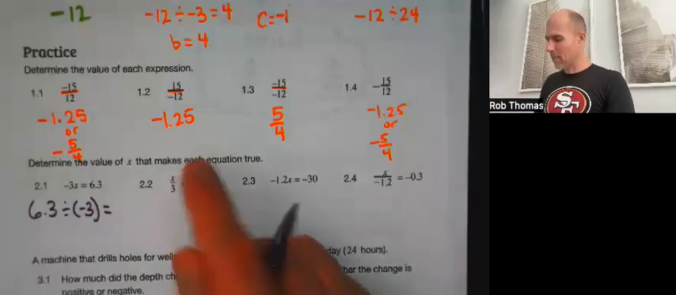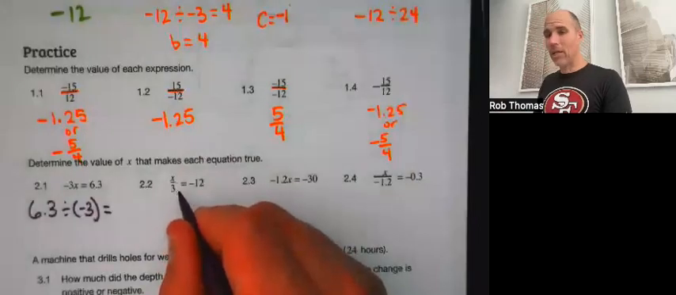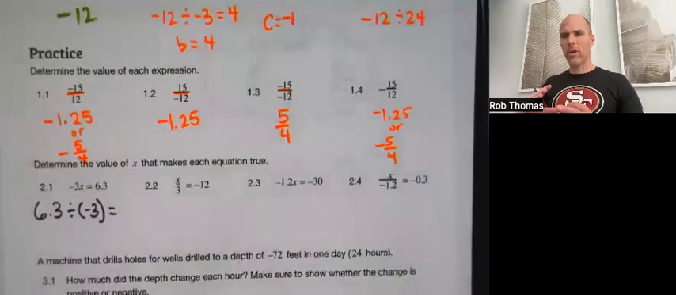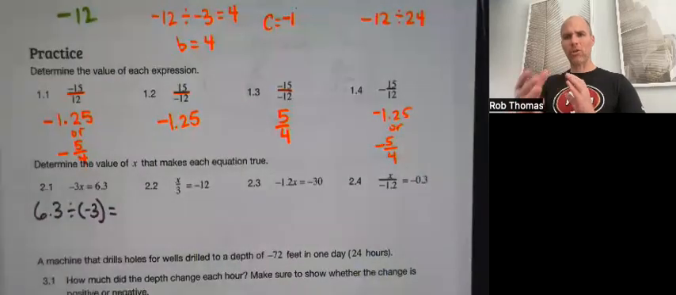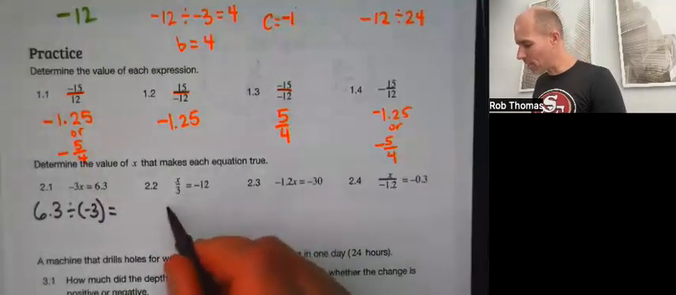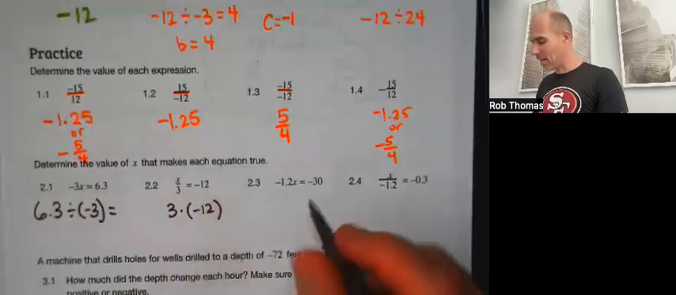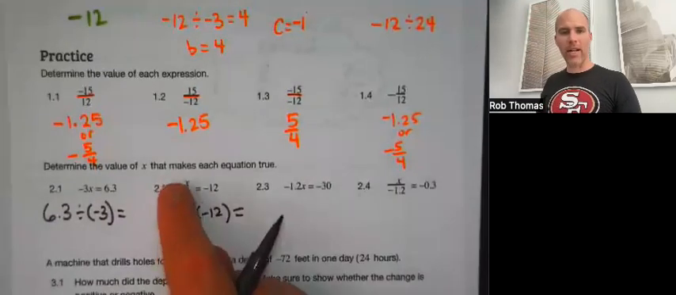Now this one, it says the number we're looking for divided by 3 equals -12. Okay, so let's reverse the question. If we're trying to figure out some piece of a division, let's multiply through to see what it needs to be. Whatever 3 times negative 12 is, that's going to get us our answer for x.